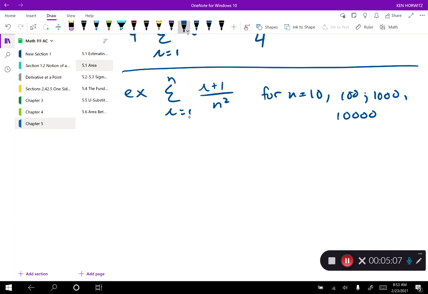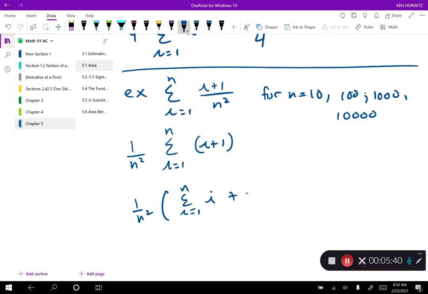All right. So first steps first. We have a constant in our denominator. So I'm going to take that constant and push it out of my summation. And I'm left with i plus 1. Now, what I can do is take that i plus 1, and I can say 1 over n squared, sum of i equals 1 to n of i, plus sum of i equals 1 to n of 1.